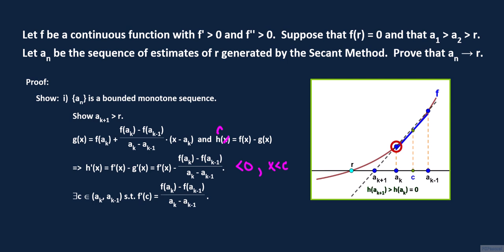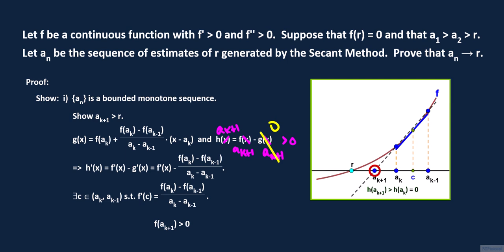And so h of a sub k plus 1 is greater than 0, which also means that f of a sub k plus 1 minus g of a sub k plus 1 is greater than 0. Because a sub k plus 1 is the x-intercept of the secant line, g of a sub k plus 1 equals 0, and therefore f of a sub k plus 1 is greater than 0.